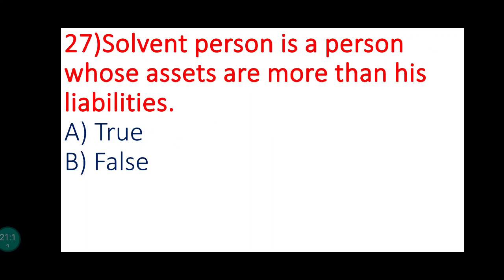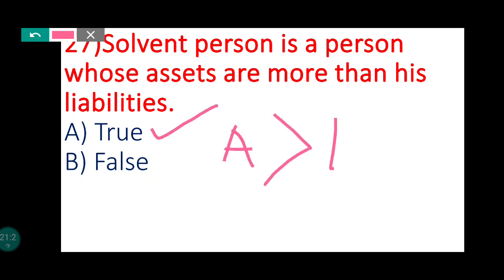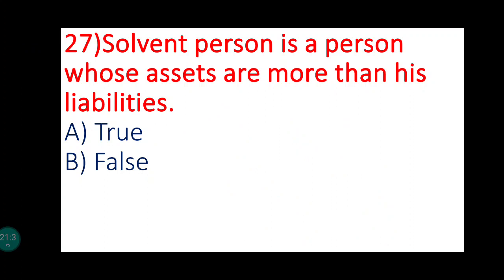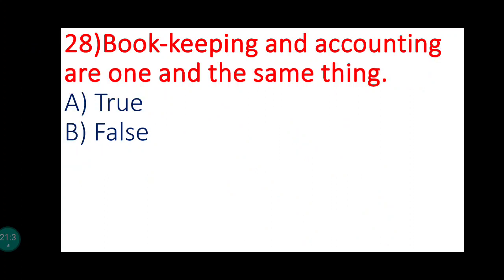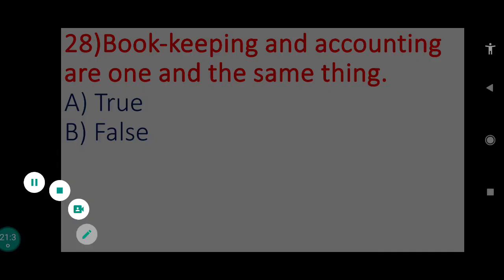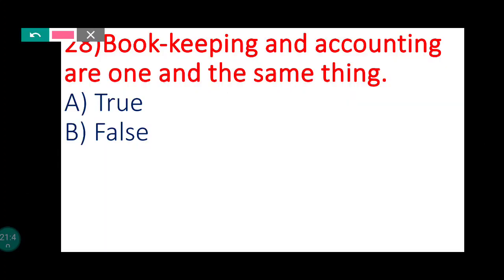A solvent person is a person whose assets are more than his liability. Assets are more than liability. So the statement is true. See, when assets are more than liability, that person is known as solvent. And if liabilities are more than assets, that person is known as insolvent. Next, bookkeeping and accounting are one and the same. So no, bookkeeping and accounting are not one and the same.